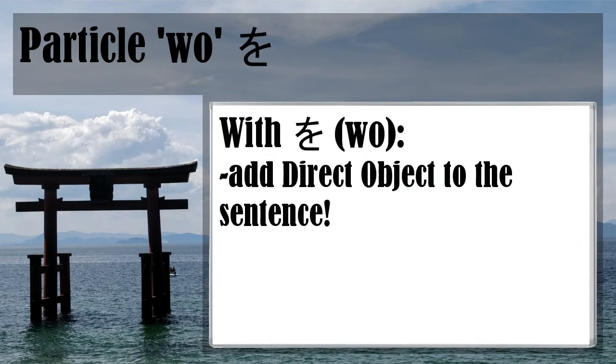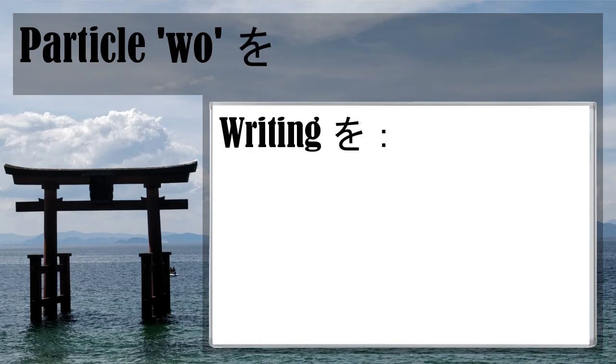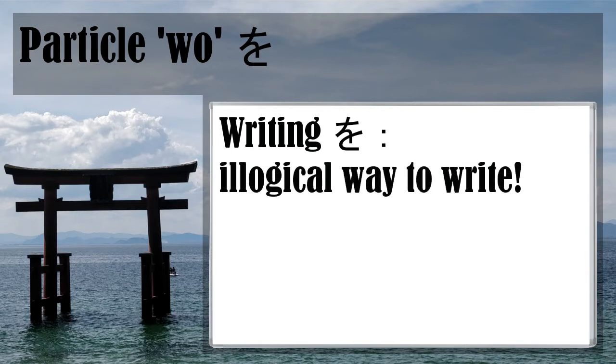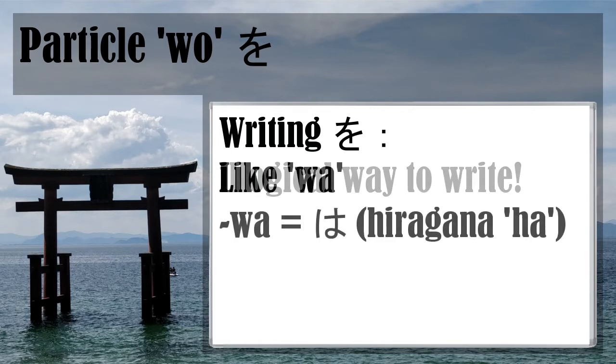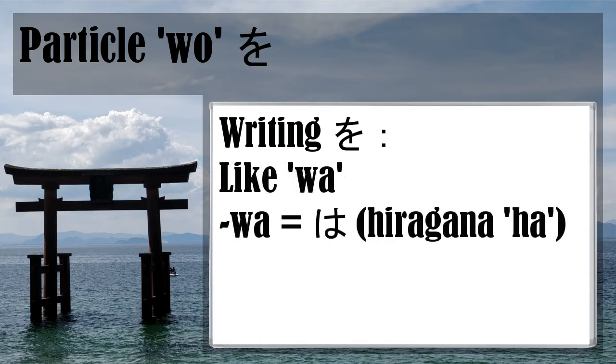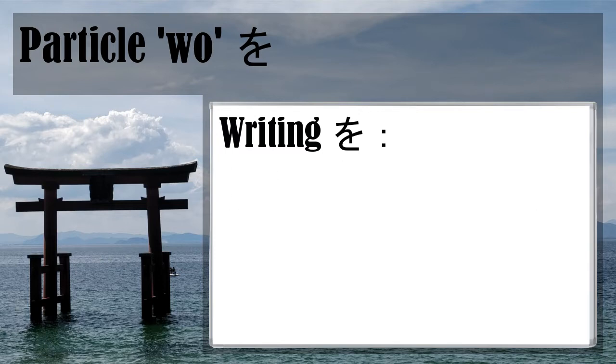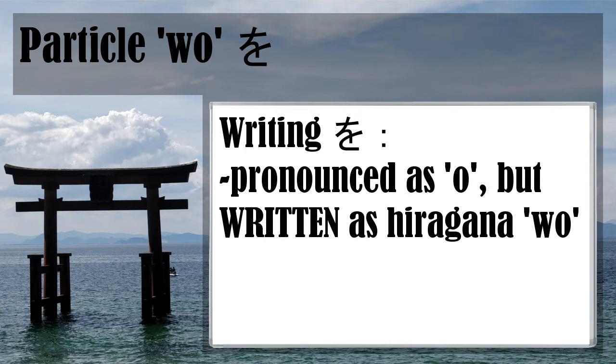objects to the sentence. First and foremost, the way how to write the particle wo is a bit counterintuitive because similarly to the particle wa, although it's pronounced as wa, it's actually written as the hiragana ha. And similarly, the particle wo, although it's pronounced as o, it's actually written as wo, as in W-O. So that's the hiragana that's used. It's a bit counterintuitive. Just be careful not to make a mistake in that department.